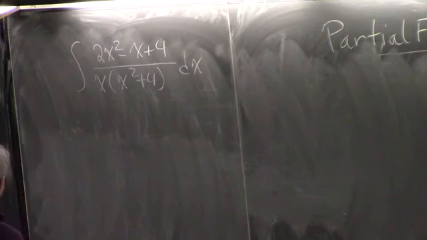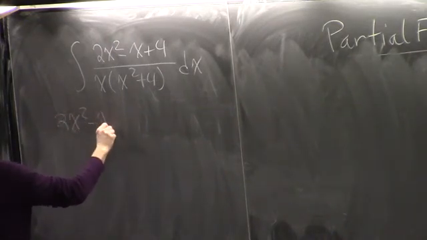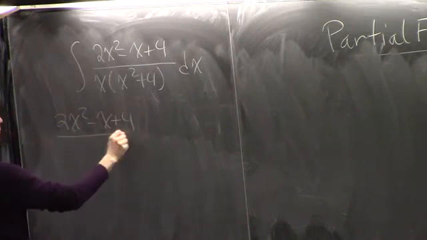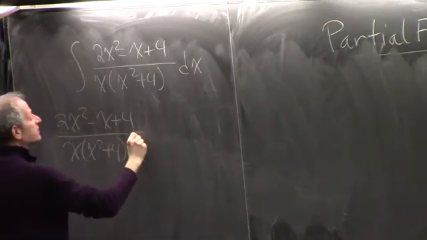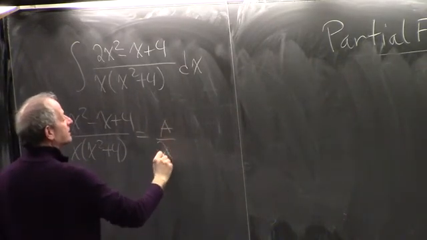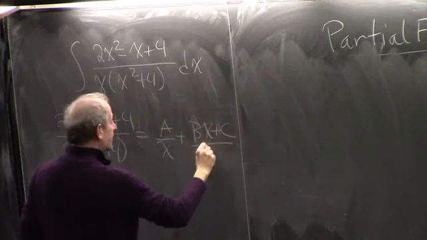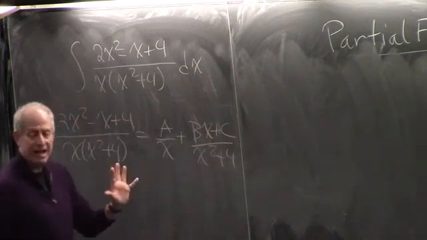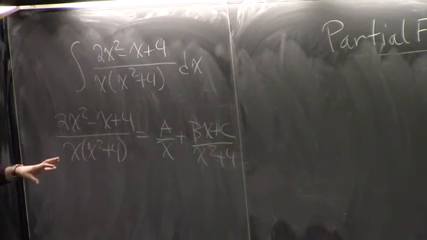I did. Okay. So I know that (2x^2 - x + 4) over x(x^2 + 4) is some A term over x plus (Bx + C) over (x^2 + 4). And by the way, it could be (Ax + B) over (x^2 + 4) and C over x. It doesn't really matter. Okay? In the end, you'll get the same answer.